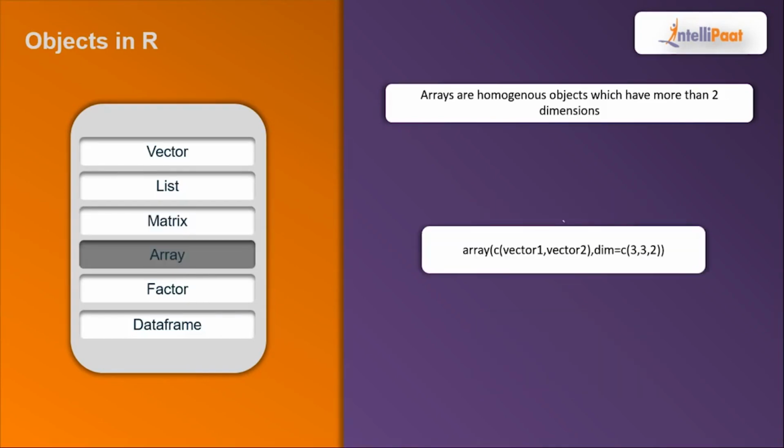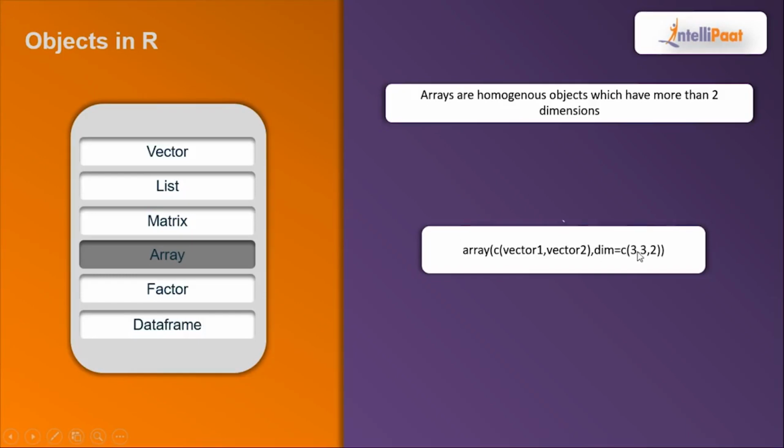Next, we have an array. So arrays are basically just an extension to a matrix. A matrix was a two-dimensional object. Since arrays are an extension to a matrix, they have more than 2 dimensions. And the elements which are stored in an array are all homogeneous. So this is the syntax to create an array.